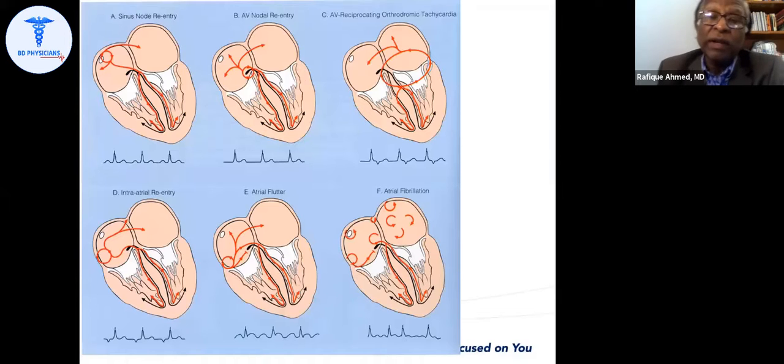Yes, flutter actually is one re-entry circuit, a macro re-entry. Fibrillation, mechanistically, has multiple re-entry circuits in the atrium. And the re-entry circuits will be firing at a rate of 500 to 700 beats per minute. So mechanistically, they are totally different arrhythmias.